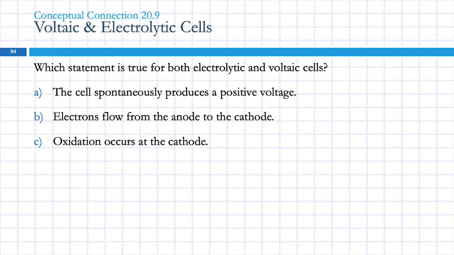Okay, which statement is true for both electrolytic and voltaic cells? The cell spontaneously produces a positive voltage. Electrons flow from anode to cathode. Oxidation occurs at the cathode. I hear little mumblings, but I can't understand anybody. So you're all saying C, which is correct. Oxidation occurs at the cathode.